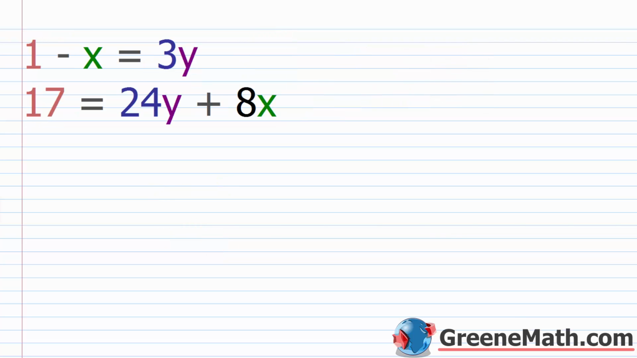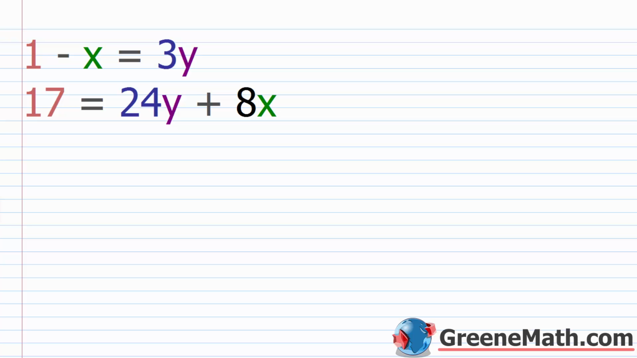Now let me show you what happens when you have a special case scenario. Again, you know that you have systems that have no solution, and you know you have systems with an infinite number of solutions. Again, if you end up with a false statement, then you know you have no solution. If you end up with just a true statement, you know that you have an infinite number of solutions.